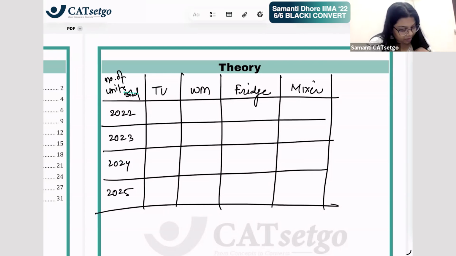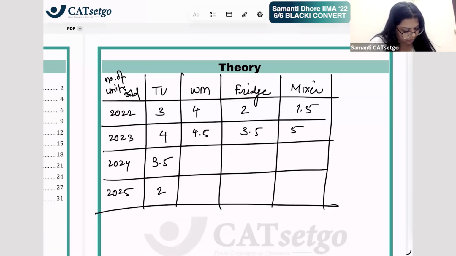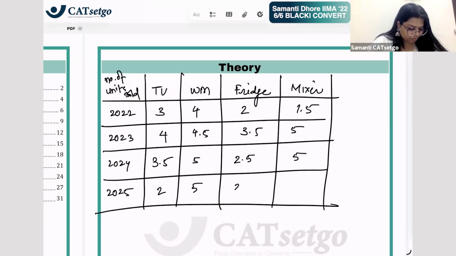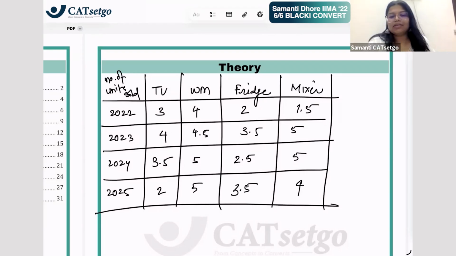It's in lakhs here. Lakhs is the unit, but it's more like 3 lakh, 4 lakh, 3.5 lakh, 2 lakh. So 1.5, 4.5, 3.5, 5. Okay. This is the data that has been given to you.